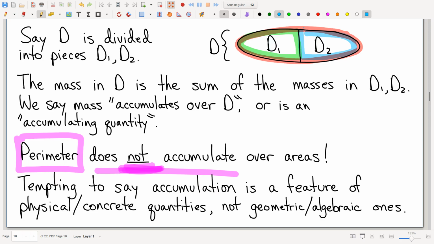So this idea of accumulation is not something to take for granted, right? Some quantities, mass, population, other things, some quantities do accumulate, and it's awesome that they do. Because by contrast, other quantities do not accumulate. And the ideas that you use for accumulation, you cannot apply to things that don't have that property.